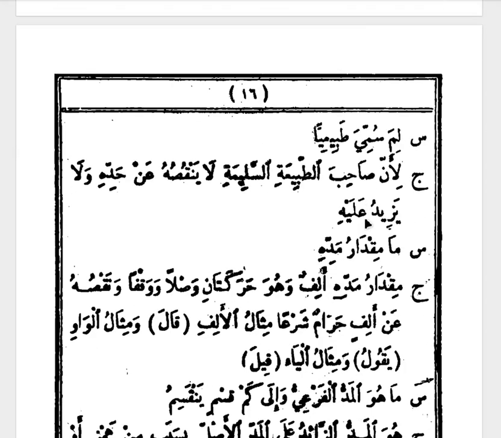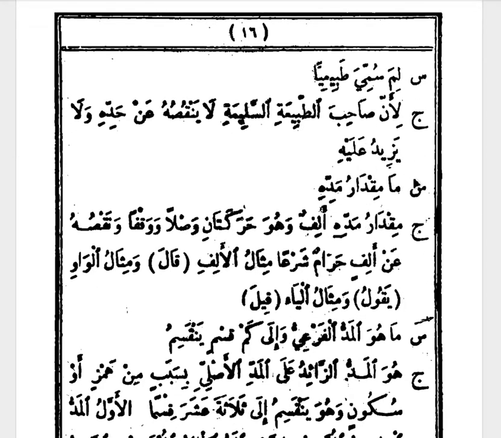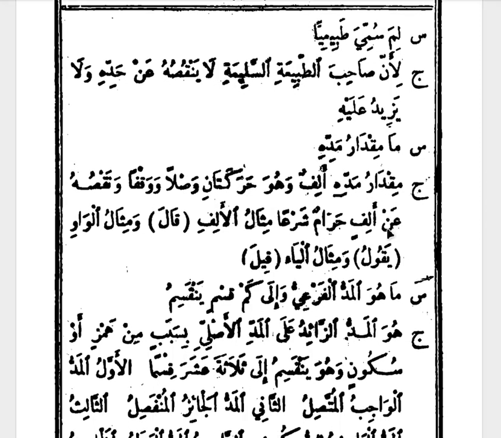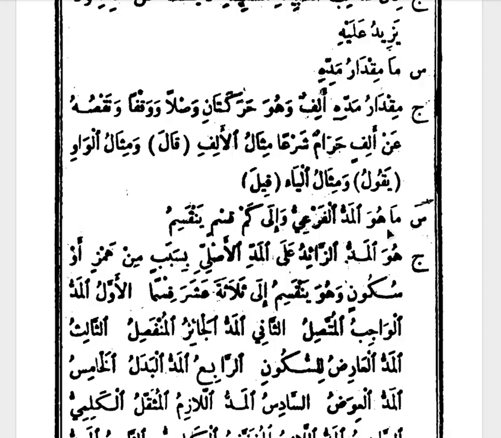In the last class, we stopped at, the Tajweed book follows a question and answer format. So we stopped at as-su'al ma miqdaru maddi and then jawab. Basically, they are talking about how long is the elongation for maddu tabi'i? How long is the elongation supposed to be? We've already talked about all of this in the previous class. Today, inshallah, we're going to continue with maddul far'i.